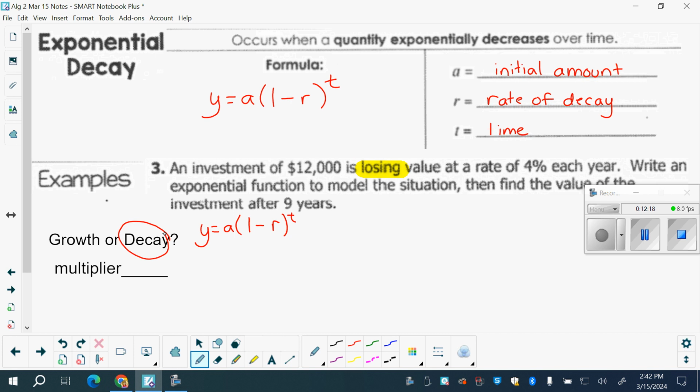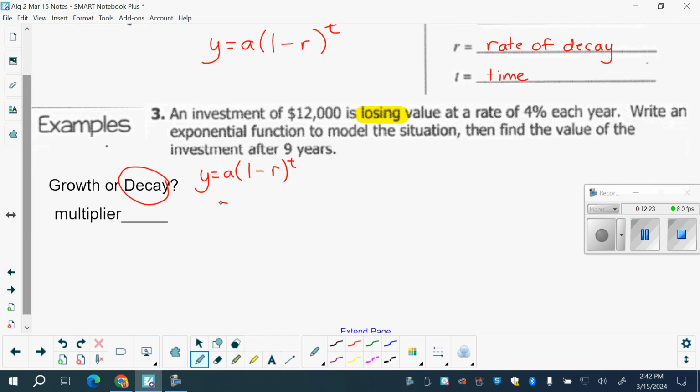Okay, so what is our initial amount? 12,000. What is our rate of decay? 0.04. And what is our time t? 9. And so how would we find that? Just put it in your calculator. Yep. Okay.